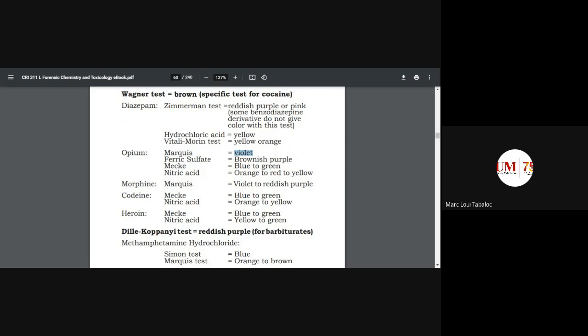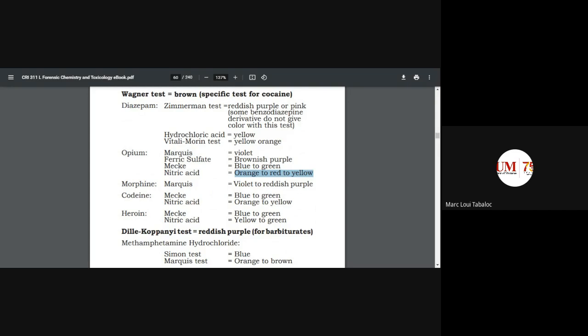Ferric sulfate, basically iron sulfate. If we want to know the presence of opium with the use of a ferric sulfate reagent, the specimen will turn into brownish purple, or mud-like brown. When we use nitric acid to determine the presence of opium in a specimen, say urine, it would turn the color of the specimen from orange to red, then to yellow. Okay? If there is a presence of opium.